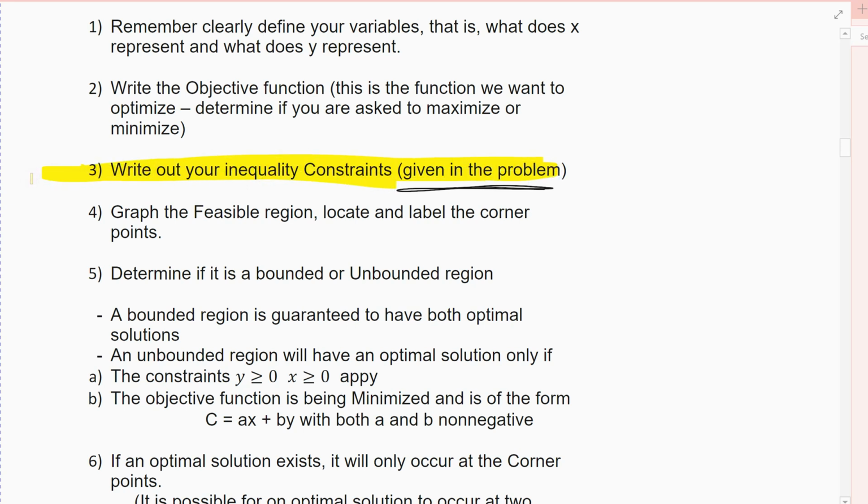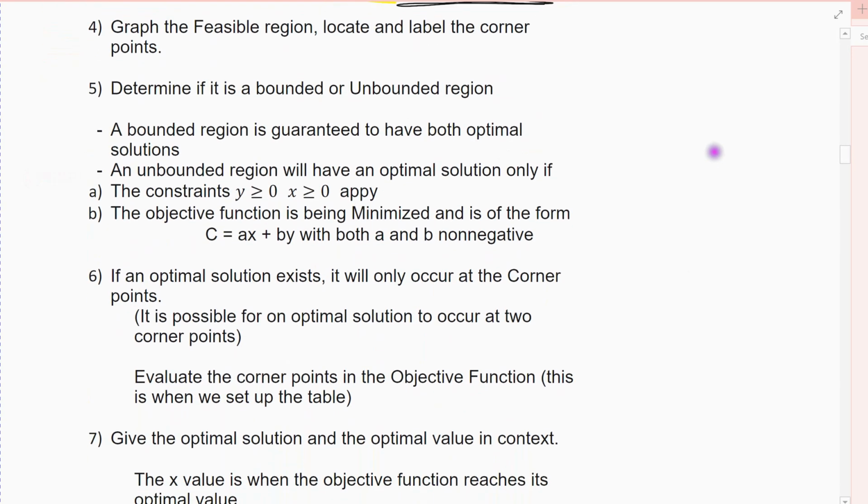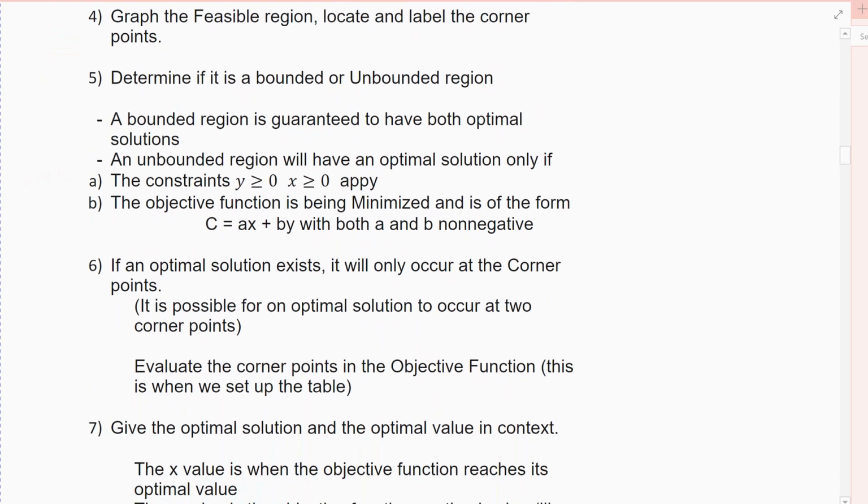Graph the feasible region, locate and label your corner points. So again, in either case, you're finding your corner points. If it's unbounded or bounded, the process is the same, and you'll only be given cases where it'll work out. But this is technically what you're doing. If it's bounded, you're guaranteed that you have both a max and a min. Whatever it is you're looking for, you'll find.